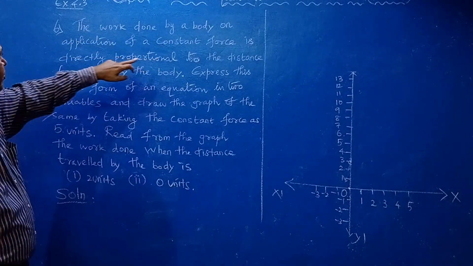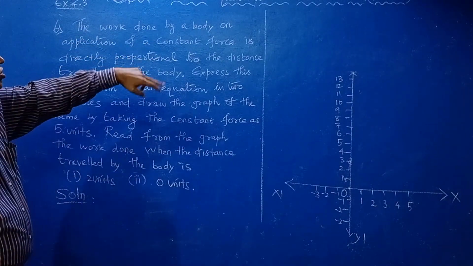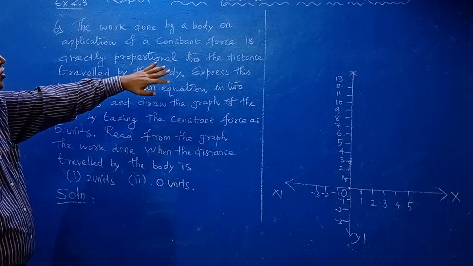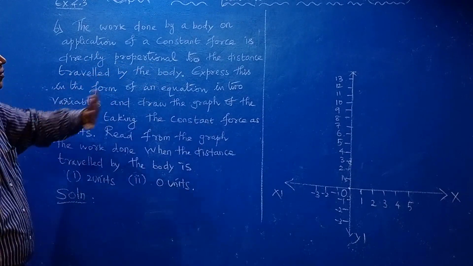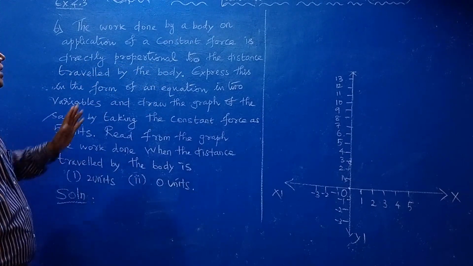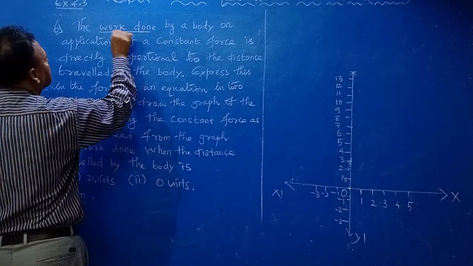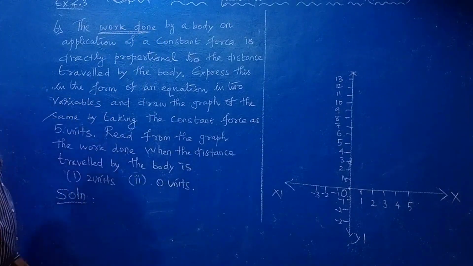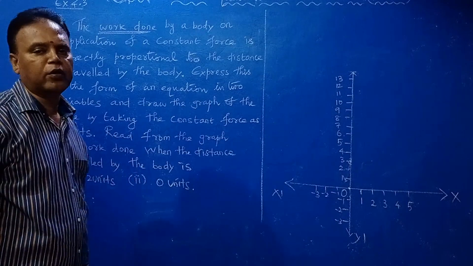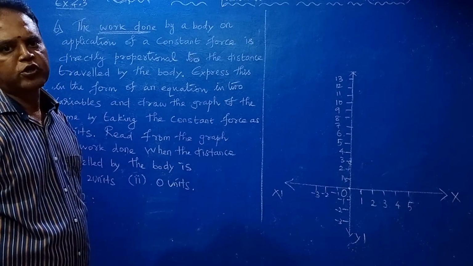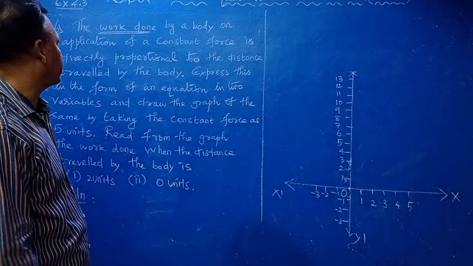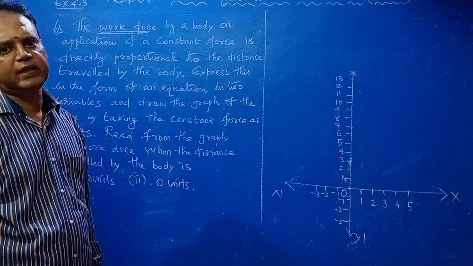See this problem. The work done by a body on application of a constant force is directly proportional to the distance traveled by the body. So work done is what? In physics also you studied work done by a body. Work done equals force into displacement.